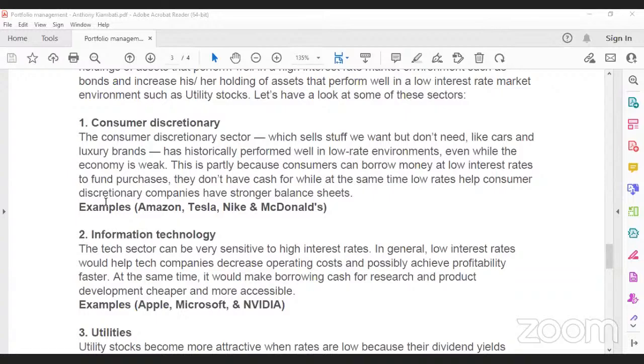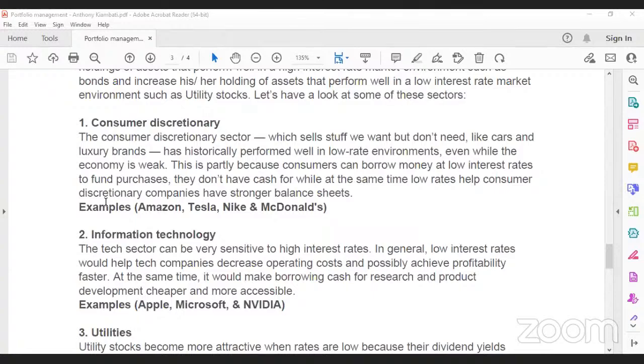On the other hand, another sector that performs well in low interest rates is the information technology sector, basically the tech stocks. One of the sectors that is heavily affected by interest rates is the tech sector. I think that's one of the reasons why this sector performed really badly last year. It was actually one of the worst performing sectors. You saw companies like Facebook losing almost 60% of their share price. So the tech sector can be very sensitive to high interest rates.